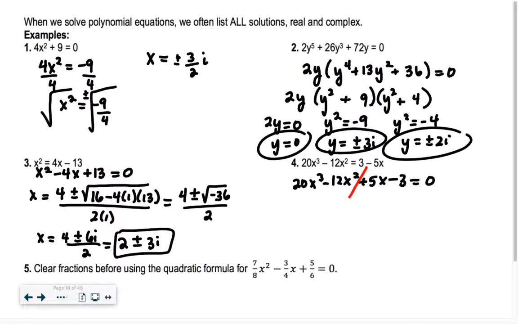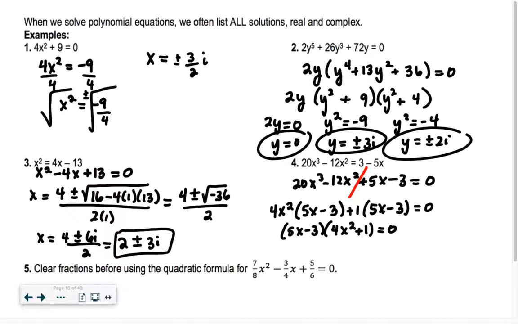So I can pull out an x squared, and I can actually pull out a number as well. Yeah, so I'm going to pull out a 4x squared. When I do, I end up getting 5x minus 3. Well, I know I want 5x minus 3 here, but I always have to pull out a number and a sign. So I'm going to pull out a plus and a 1, right? So I get 5x minus 3 multiplied by 4x squared plus 1 is all equal to 0.